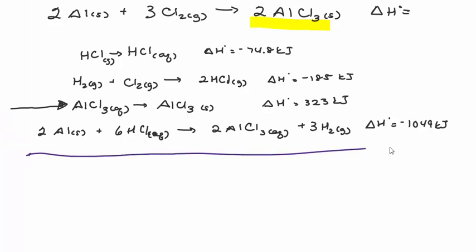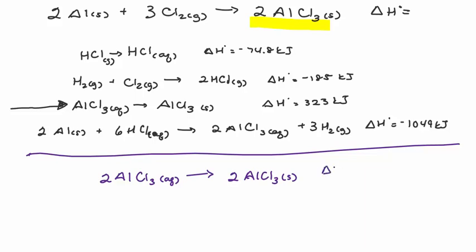So if I multiply that reaction through by 2, I end up with 2 moles of aluminum chloride aqueous reacts to form 2 moles of aluminum chloride solid, and that means my delta H will also be multiplied by 2. So I will have an energy contribution of this step of 646 kilojoules.